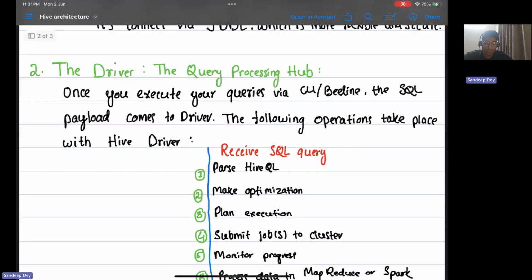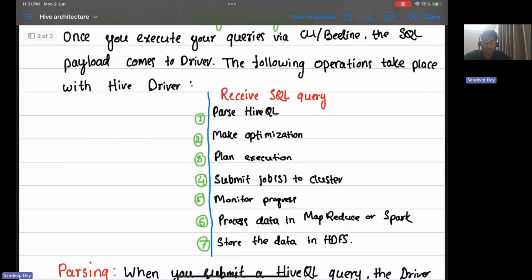What happens in the driver? This is the process. It receives the SQL query. As I mentioned, you write select star from employee; by that time it goes to Beeline. Beeline is typically used in production environments because it supports remote access.